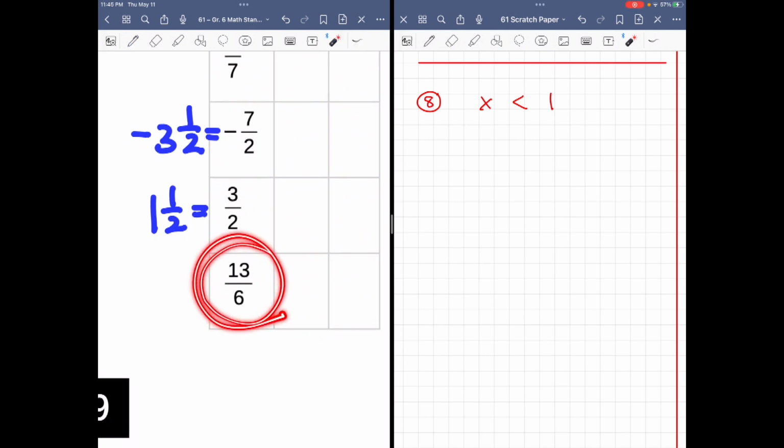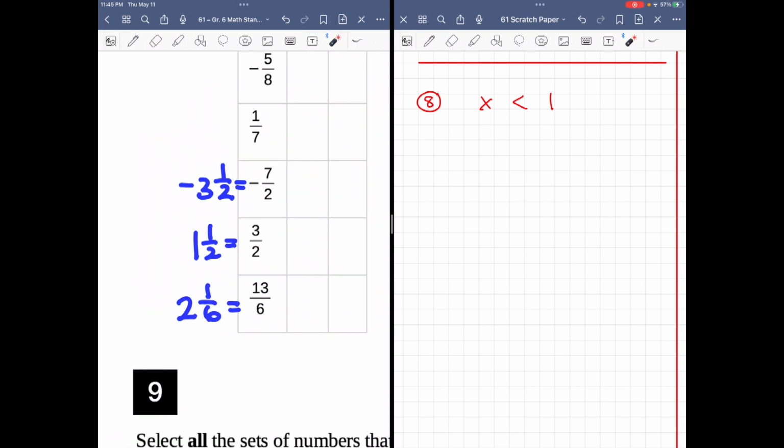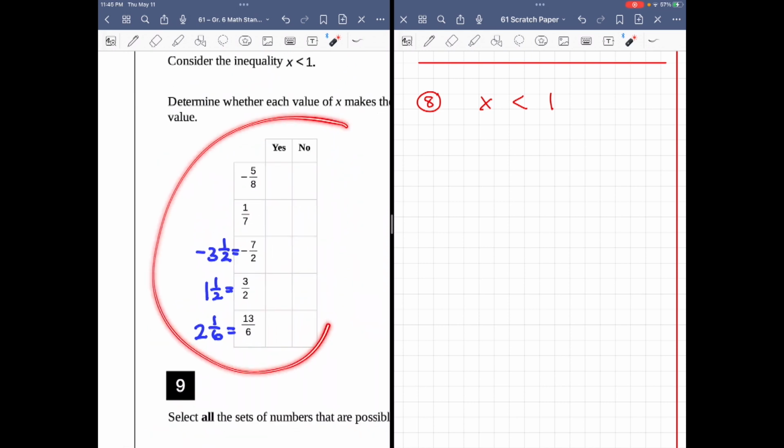And finally, let's go convert this to a mixed number. 13 divided by 6 is a no. But 12 divided by 6, that's a yes. That gives you 2. And what's going to be left over? 1/6 is going to be left over. So this is equivalent to 2 and 1/6. So instead of using these improper fractions, we're going to use these mixed numbers instead, and it'll be easier to see the answer. So let's go set up a table here using all 5 of these values, and we'll have a column for yes and a column for no.